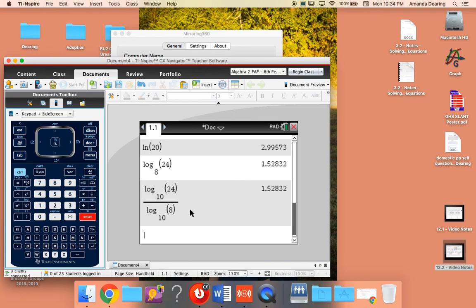So this is super unnecessary. It's only for kids that have 83s, which is very few of you. So most of you will be just doing this one right here, log base 8 of 24. But I just want you to know it's possible to do a different way.